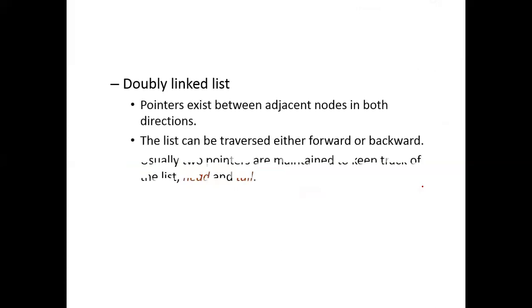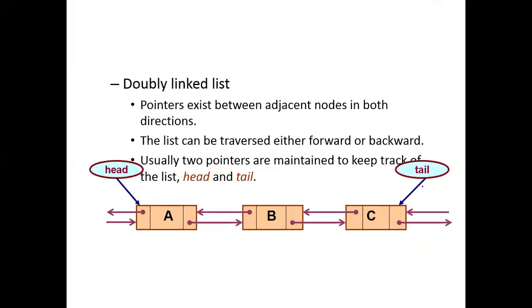Next, we are going to see the doubly linked list. A doubly linked list is used to travel in a list both in forward and backward direction. In a singly linked list, you can travel only in the forward direction. So for bidirectional purposes, we use a doubly linked list. The first node in the list will be the head, and the last node will be the tail. Using this, we can go in forward and backward direction.